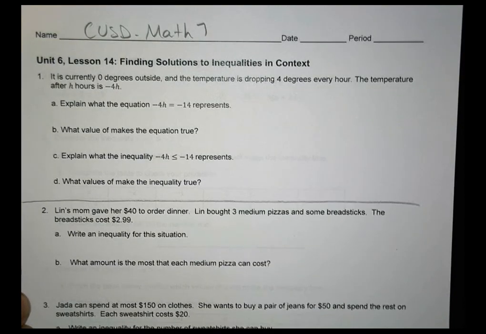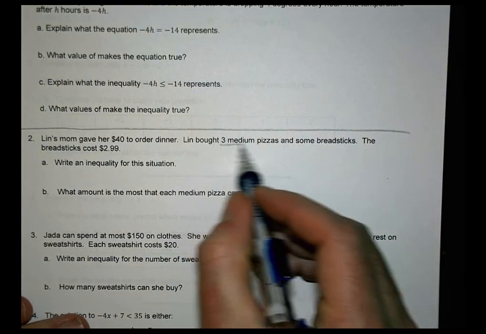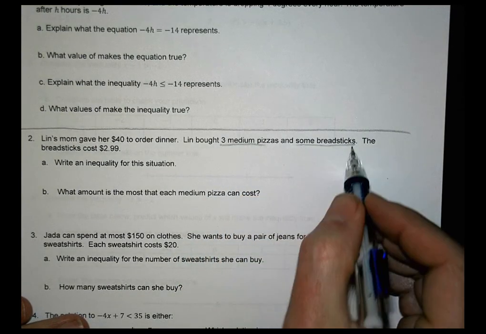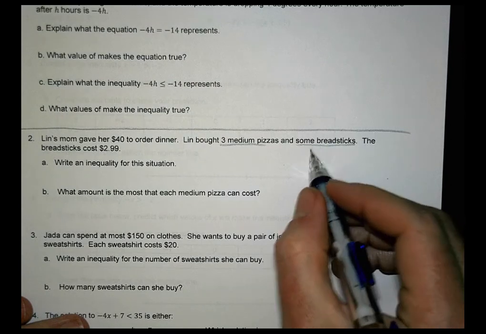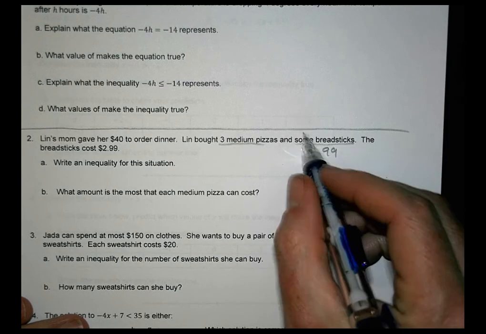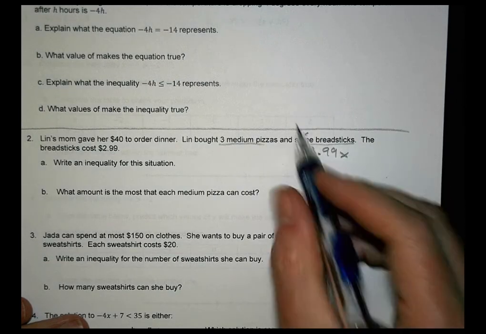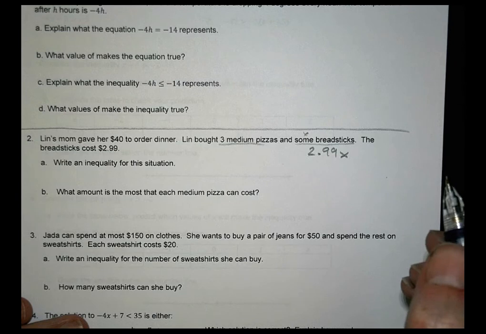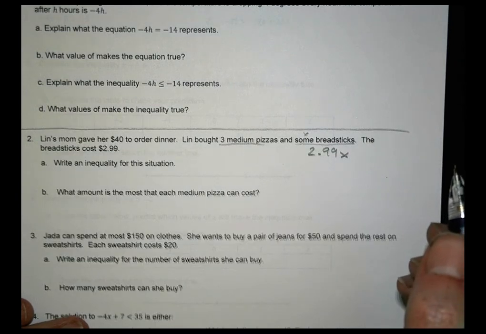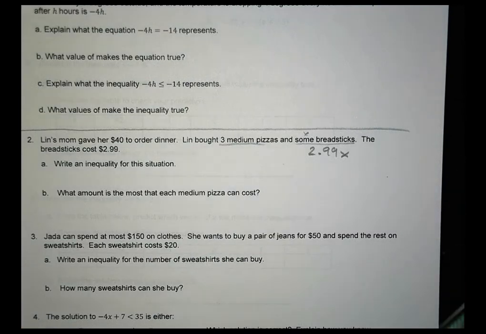Alright, so moving to number 2. It says Lynn's mom gave her $40 to order dinner. Lynn bought 3 medium pizzas and some breadsticks. The breadsticks cost $2.99. We don't know how many, she bought some, so we call that x, right? So there's that right there, and we know she bought some pizzas. Okay, write an inequality for this situation. Wow, that's an interesting problem there, right?